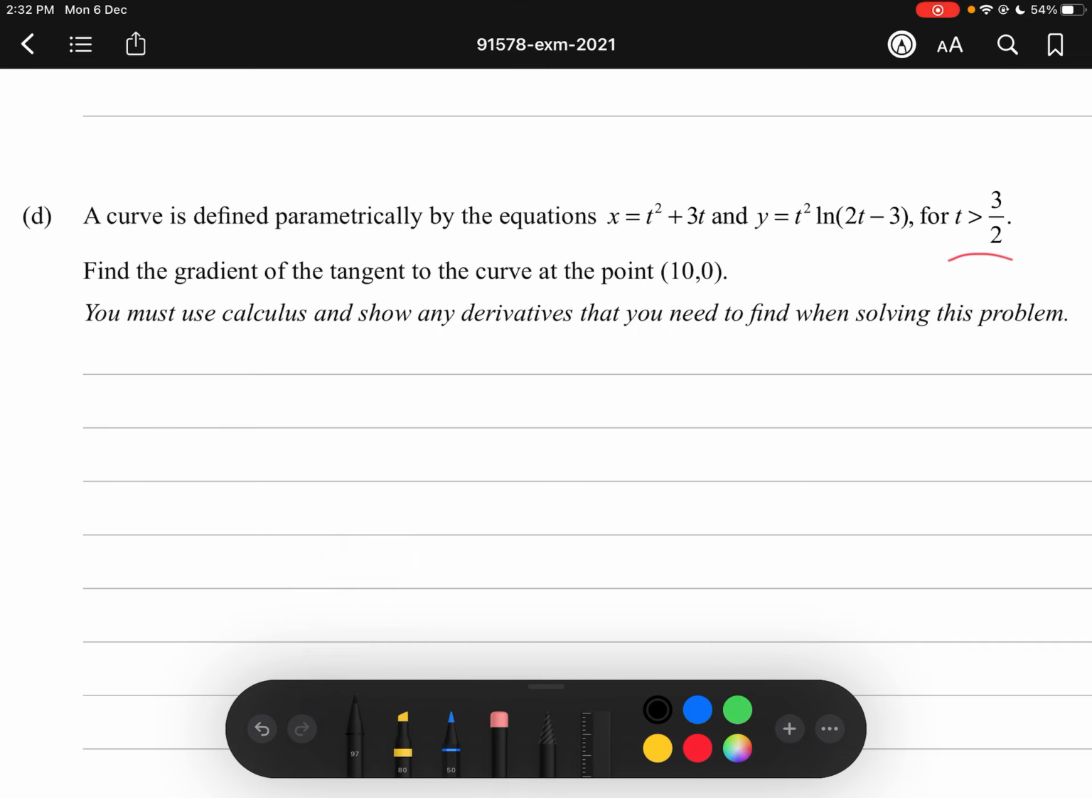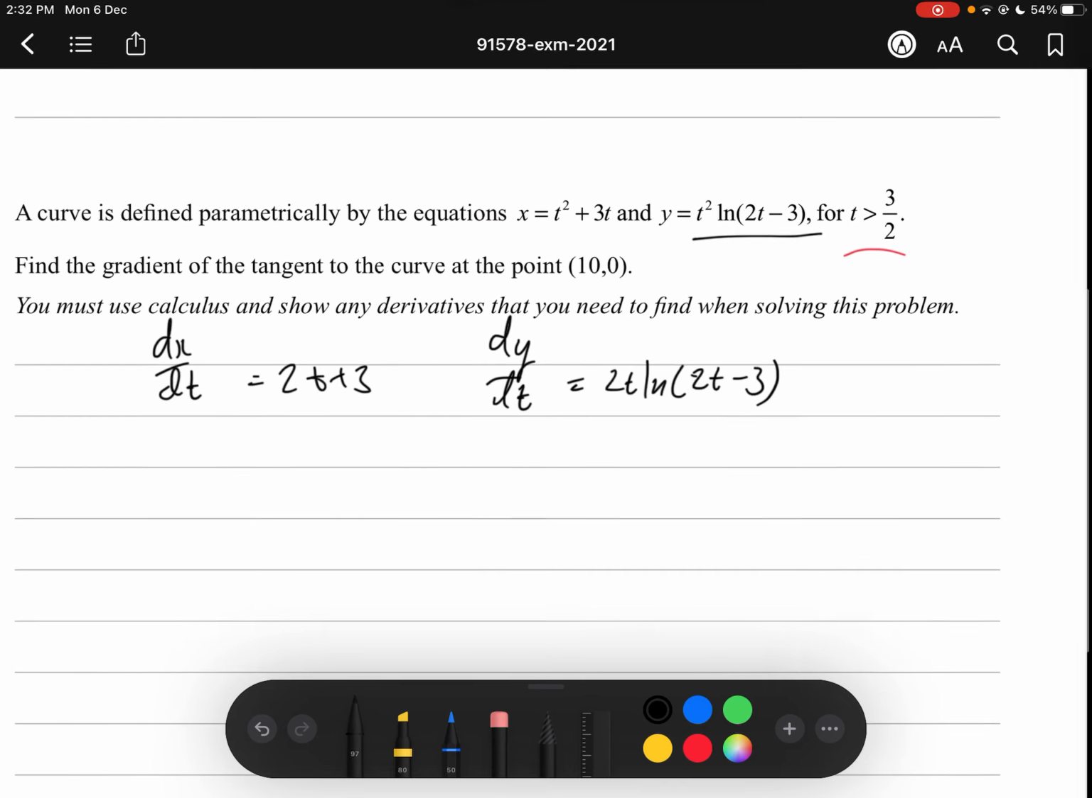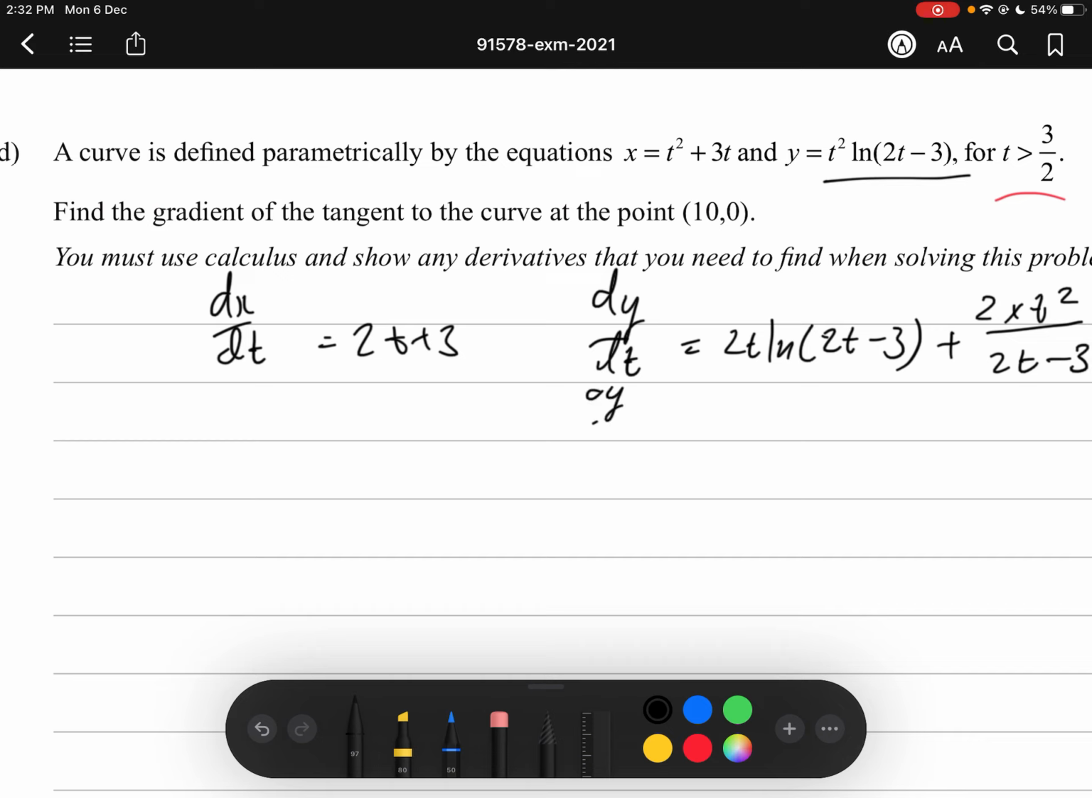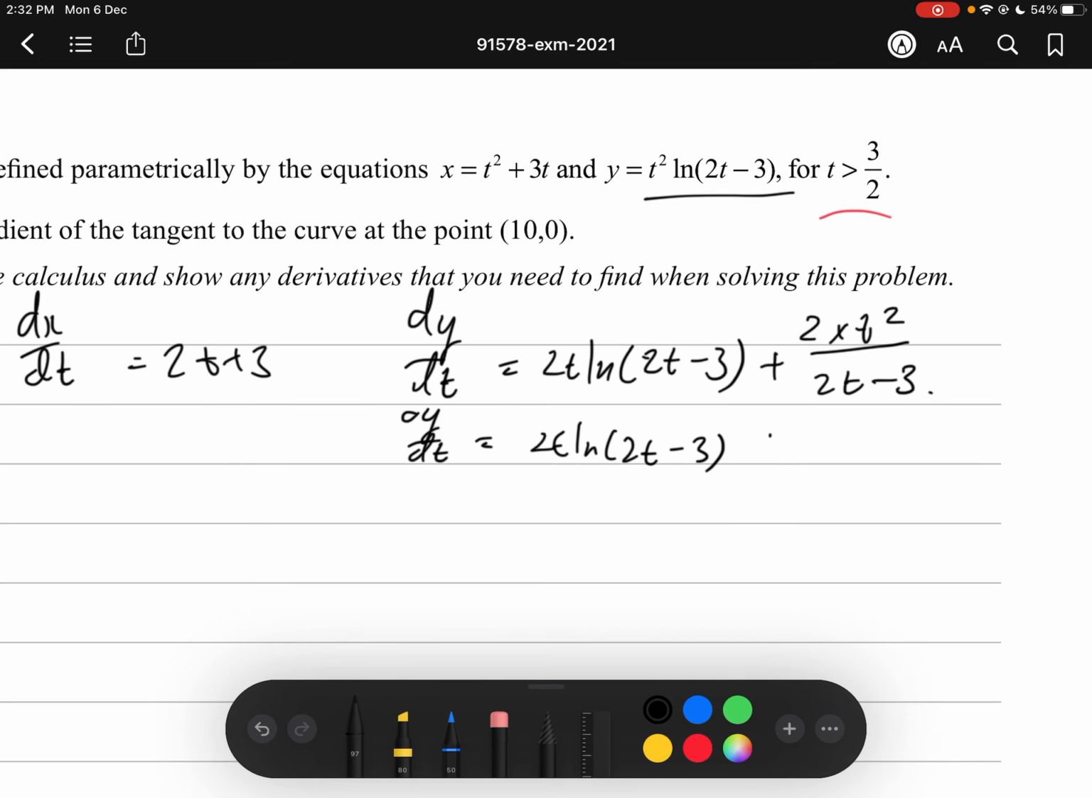So if we differentiate x with respect to t, we'll get dx over dt equals 2t plus 3. And we can use the product rule to differentiate t squared ln of 2t minus 3. So dy over dt equals 2t ln of 2t minus 3, and add on to that the derivative of ln of 2t minus 3, that's just 2 times t squared over 2t minus 3. If we simplify this a little bit, we'll get dy over dt equals 2t ln of 2t minus 3 plus 2t squared over 2t minus 3.